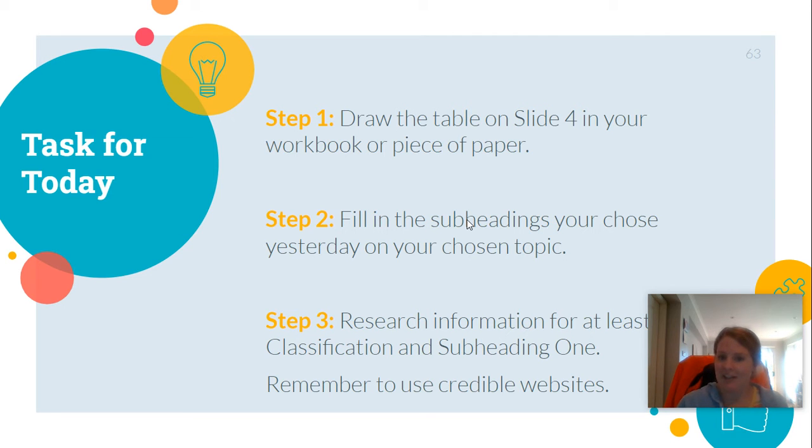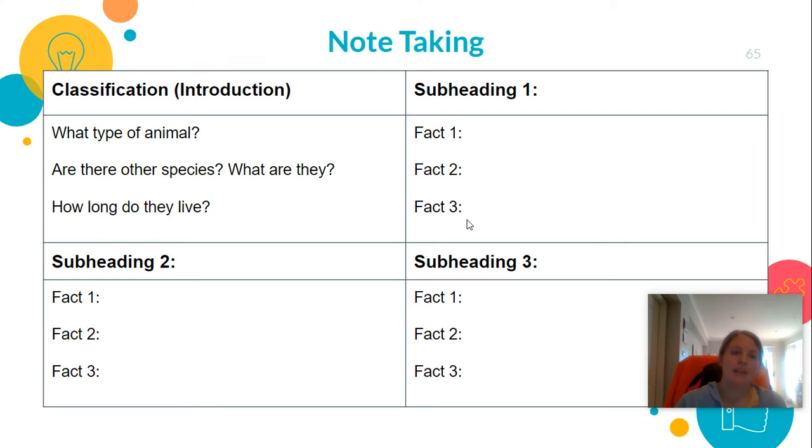Step 2 was to fill in the headings of your chosen topic, which we've just spoken about. And step 3 is to research information for at least the classification and the subheading. So that means, boys and girls, I only want you today to just research for the introduction and the subheading. So just the introduction or classification and subheading 1.